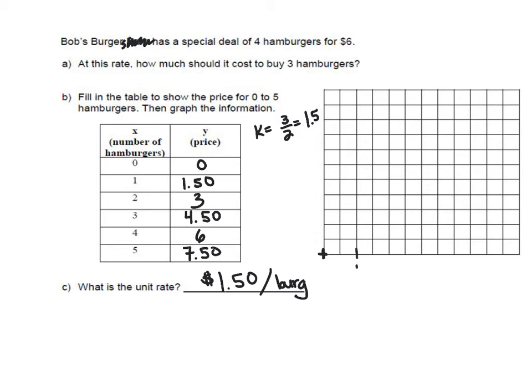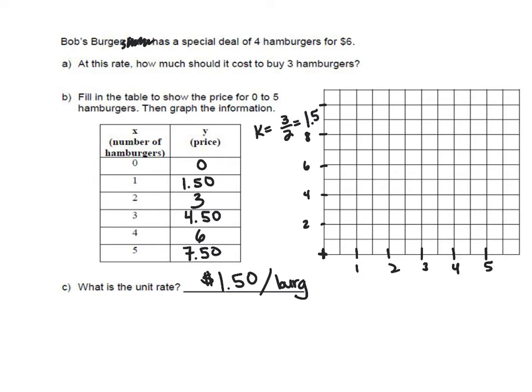Number of hamburgers, I'm going to space these out a little bit. 1, 2, 3, 4, and 5. And then we need to go to 750. Let's see, 1. Okay, I'm going to do 2, 4, 6, 8. That'll work.